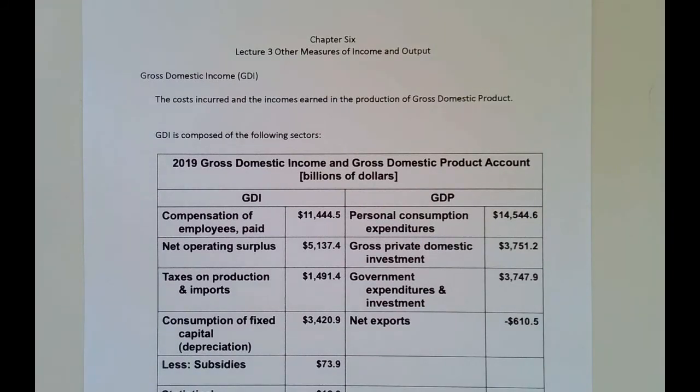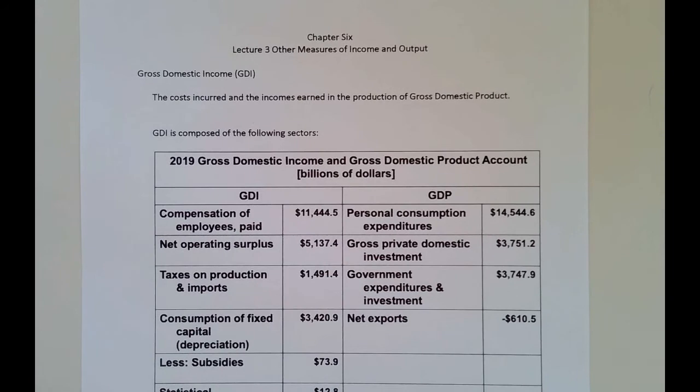Now there are literally tens of thousands of categories under the income and output accounts found at the Bureau of Economic Analysis. And so we're just going to pull out some of the main ones to look at besides GDP. We're going to look at gross domestic income, which I briefly mentioned earlier.